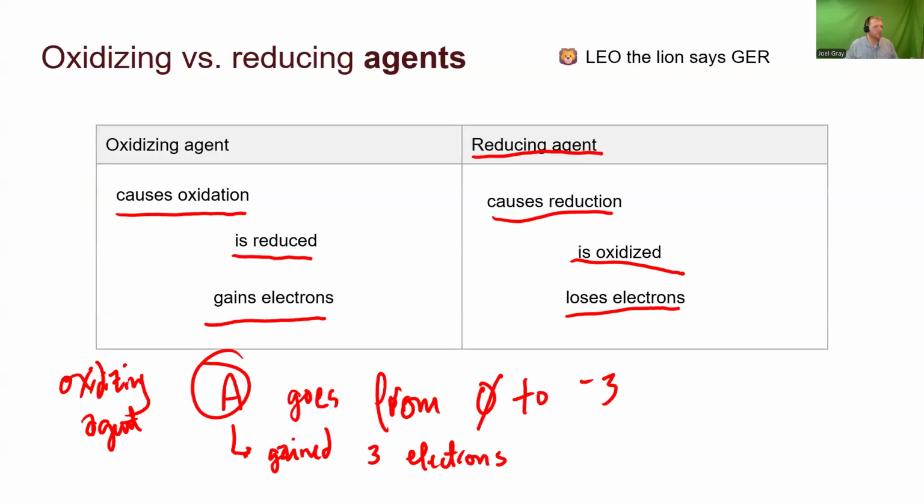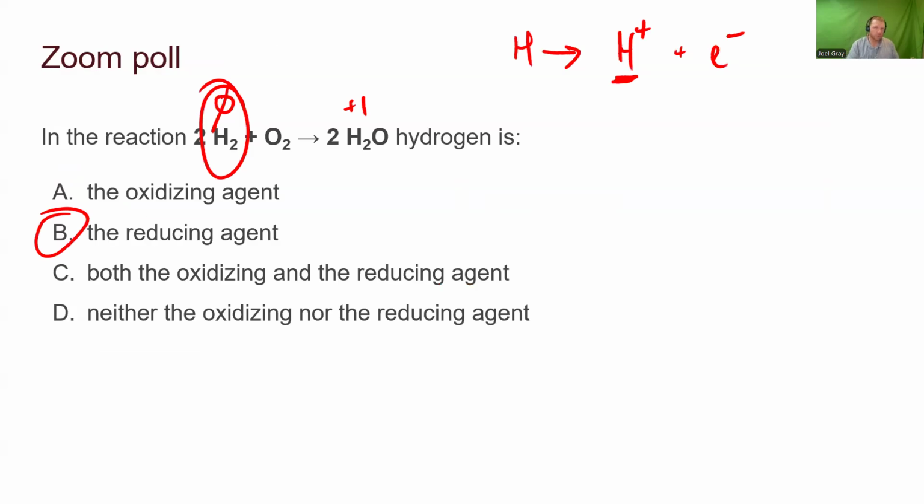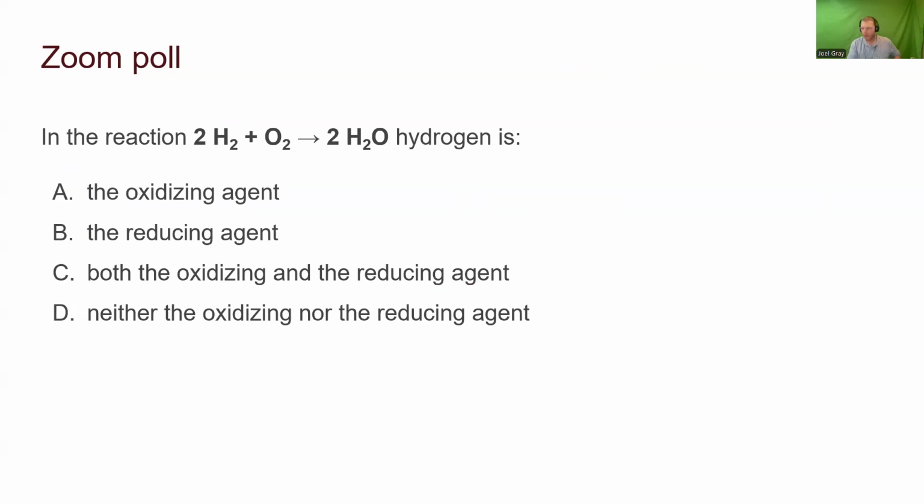Okay, so just as we've looked at this, it's important to now look at what is being oxidized and what is being reduced. Because whenever we know what is being oxidized, then we can deduce what is the reducing agent. Whatever is being oxidized, that is the reducing agent. Whatever is being reduced is our oxidizing agent.